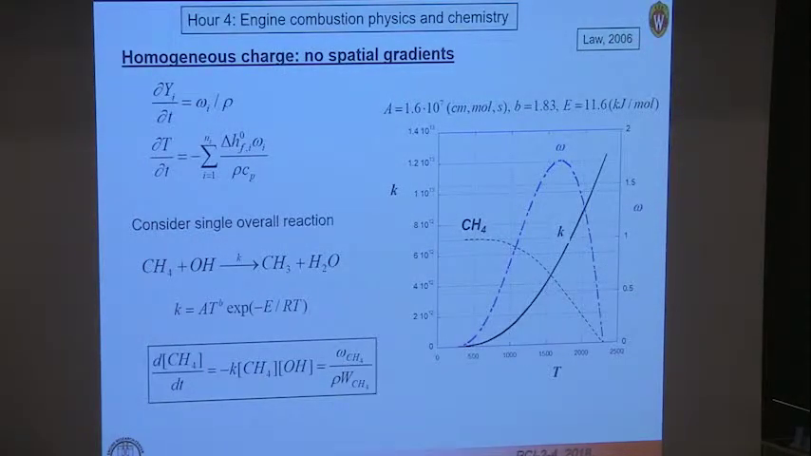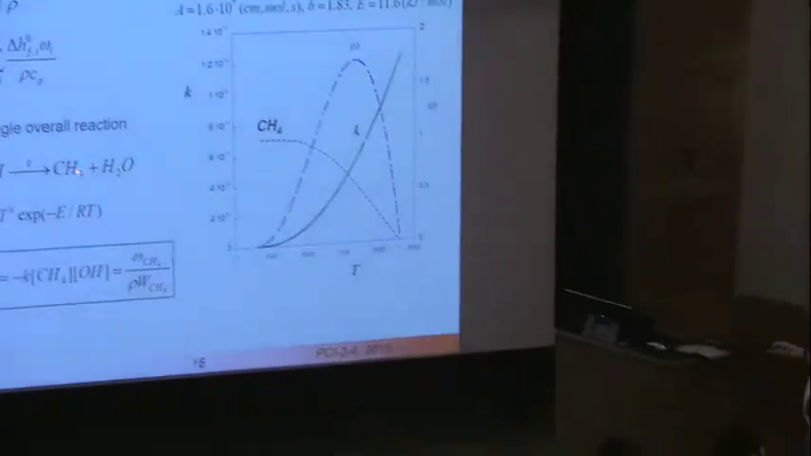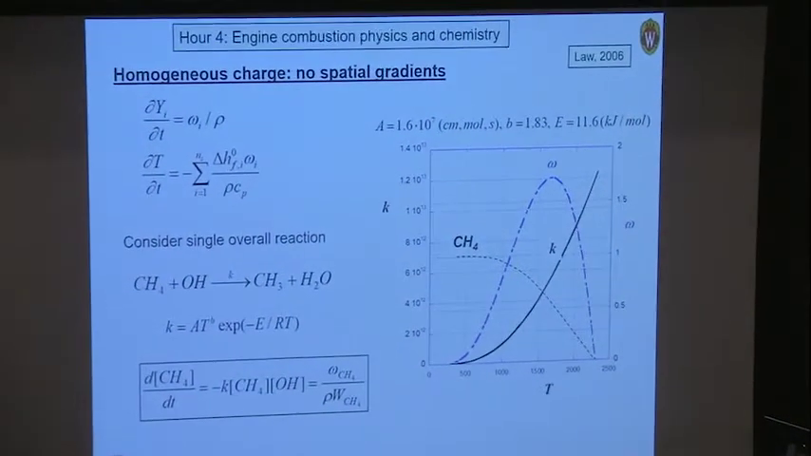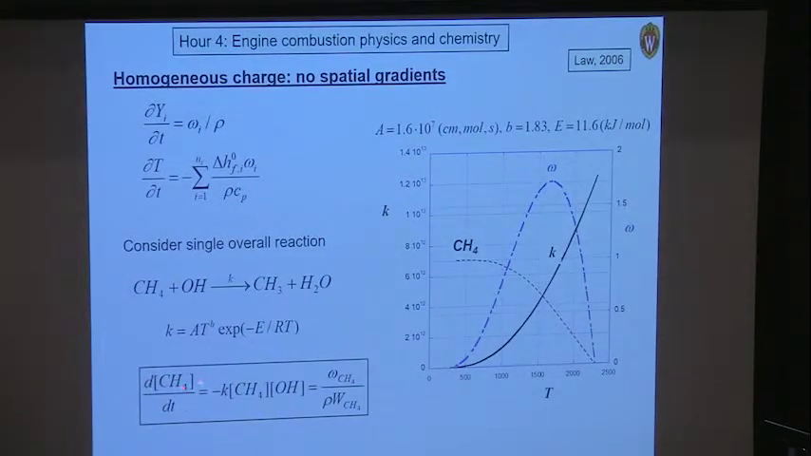Let me talk a little bit about the physics of what goes on during one of these typical reactions. So let's consider methane plus OH going to methyl and water at a rate that's determined by an Arrhenius constant. As I said, the rate of change of methane concentration with time is the product of the rate constant times the product of the concentrations of the reactants. And you can write that as a mass reaction rate term, omega sub CH4, divided by the density of the gas mixture and the molecular mass of methane.